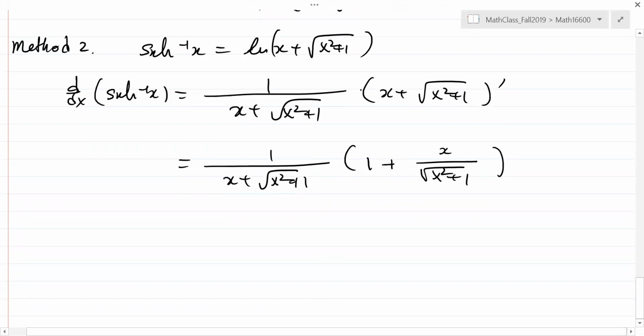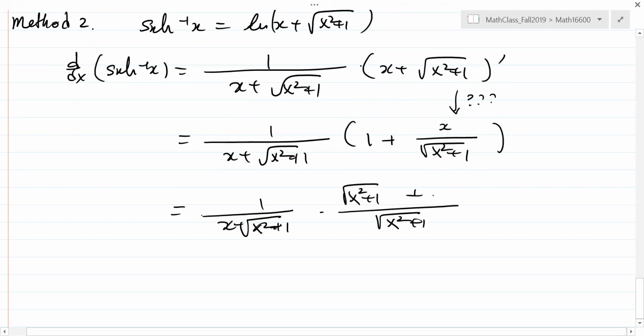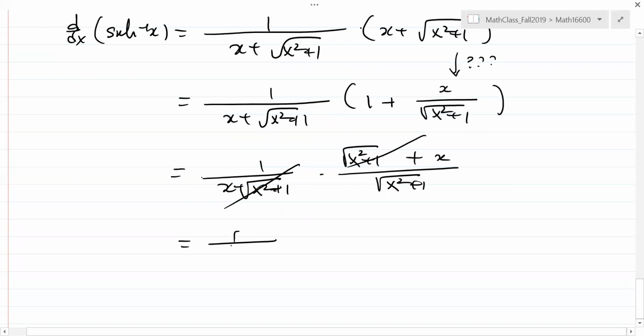So from here to here, you think about it. If you have time, double check. So how do you simplify it? Well, you combine those two terms together, you will get square root of x squared plus 1, square root of x squared plus 1, and plus x. Then clearly it cancels out. Then you end up with the same simple answer. Here you just differentiate the inverse function directly, since you already have the formula.